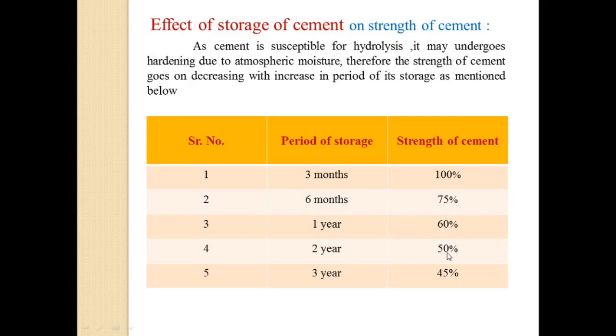After 2 years, it gives strength up to 50%, that is, half reduction in the strength. And after 3 years, cement gives 45% strength, that is, a 55% reduction. So this is the effect of storage of cement: if we store the cement for a long time, it reduces strength considerably.